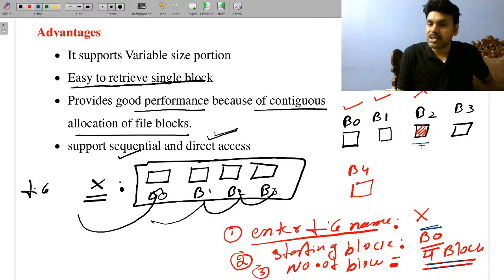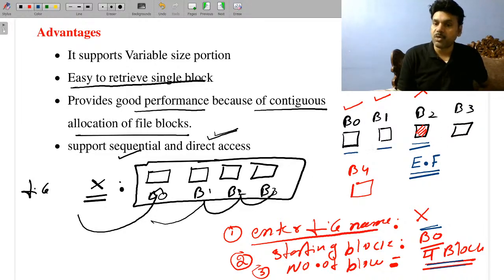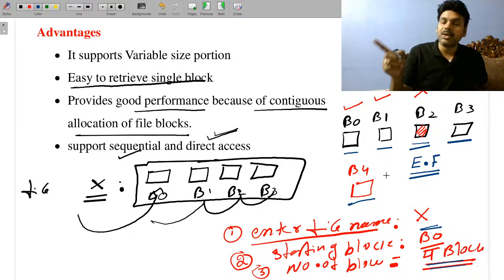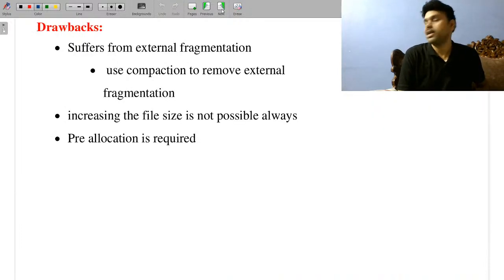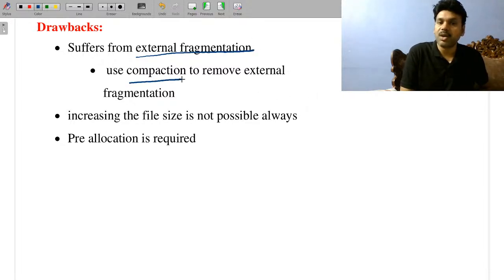This kind of a system is called external fragmentation. With external fragmentation, even though I have free space, I cannot accommodate the file X. I have got 4 blocks, but I cannot accommodate file X because I need 4 blocks consecutively. This is one of the problems, especially in contiguous storage. So it suffers from external fragmentation. So you want to avoid external fragmentation.